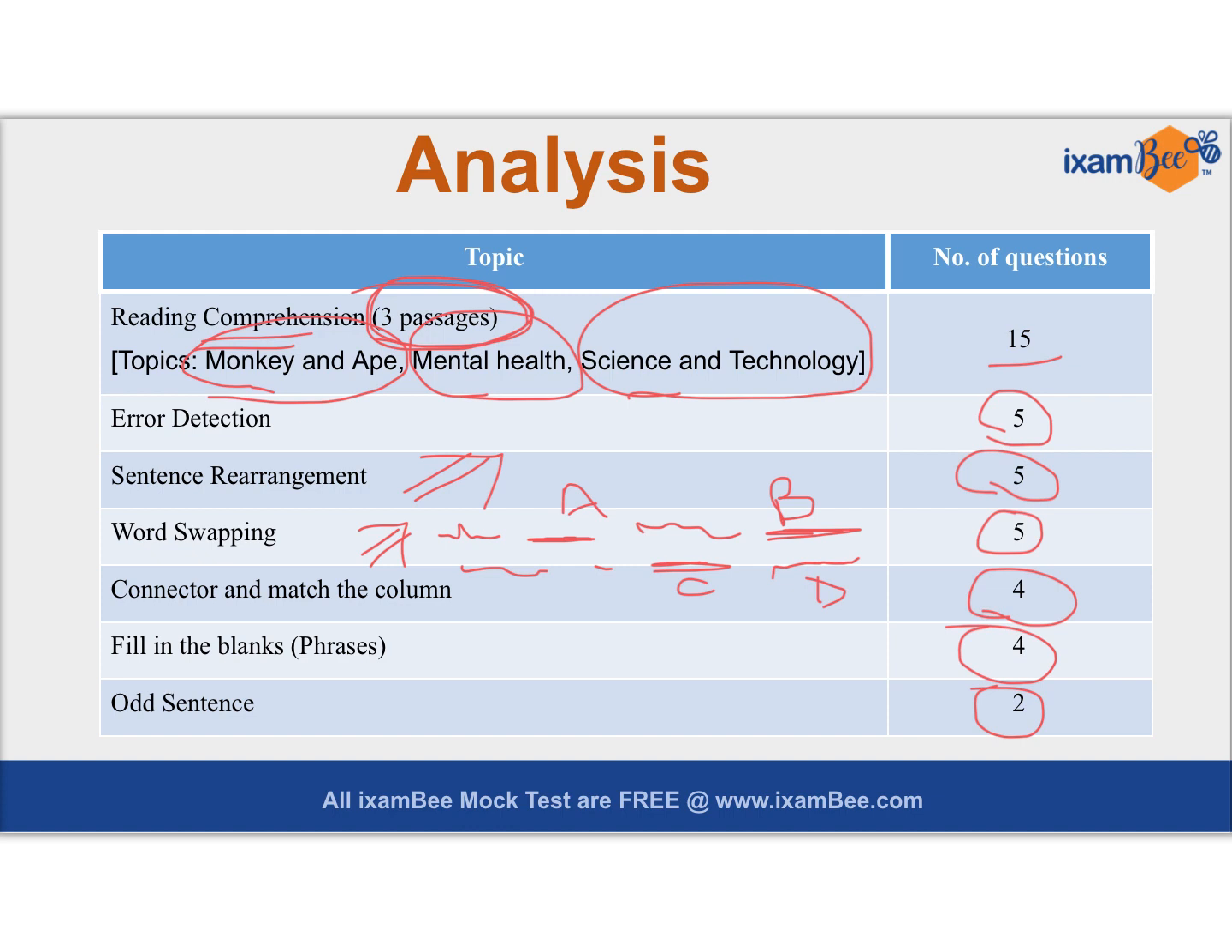Odd sentences means there were five sentences and one did not belong to the paragraph. So suppose a paragraph was on mental health and suddenly there was one sentence which was not related to mental health. So that you had to identify. So this is about the exam analysis.